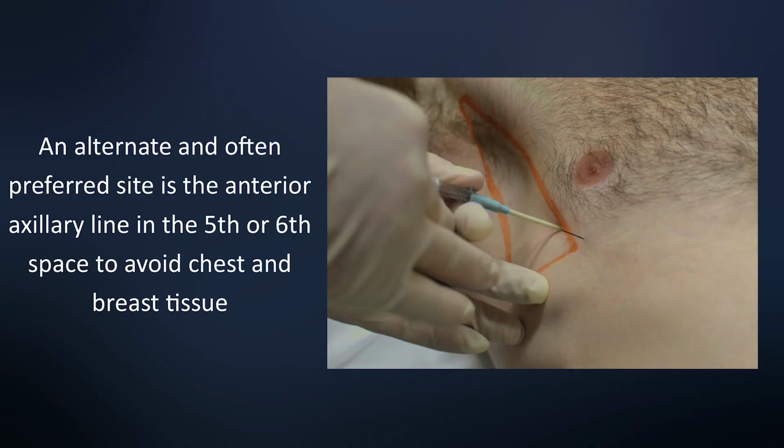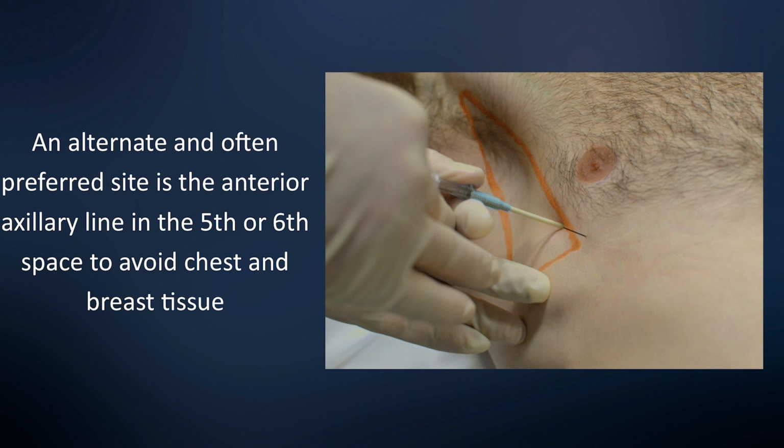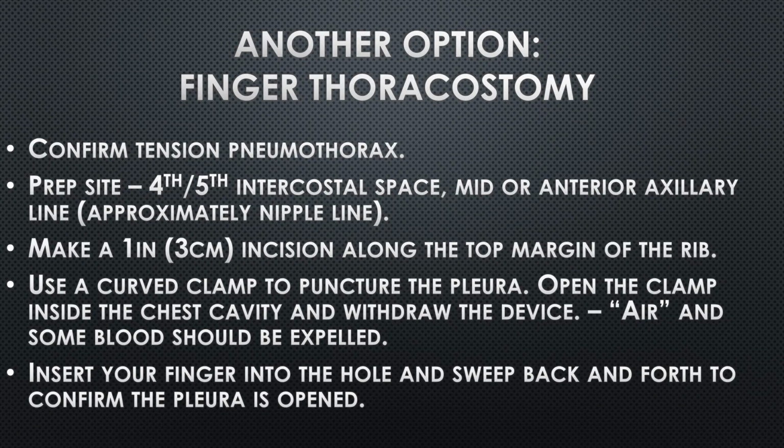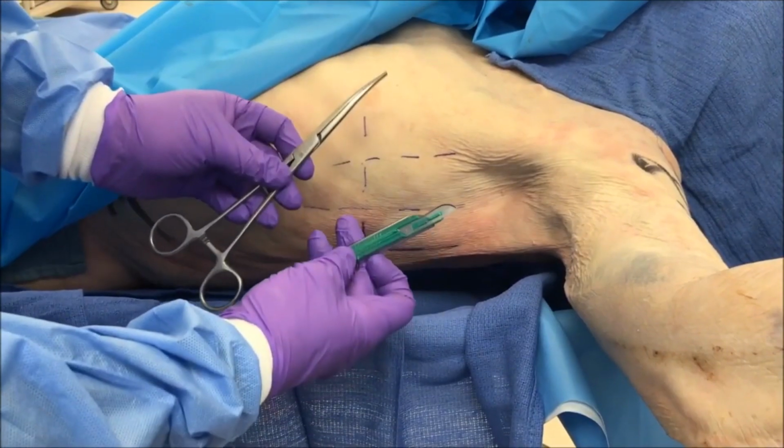The mid-clavicular approach as well as a mid-axillary approach have been taught for years. A newer approach seems to be the anterior axillary line, 5th or 6th space, as there seems to be less fat and less tissue to get through to get into the pleural space. A finger thoracostomy, as you would perform prior to placing an emergency chest tube in the medical facility, is now being used to manage tension pneumothoraxes in the field.